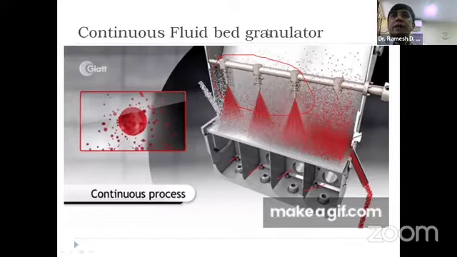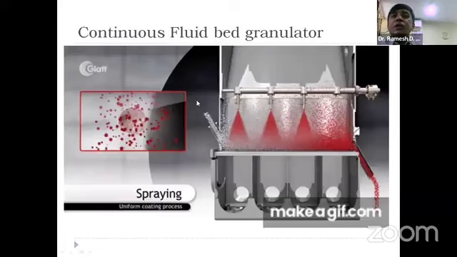The mass is continuously entering from the inlet and it is continuously discharged from the outlet. So that is the continuous fluidized bed granulator, and it is the need of today because industries are switching towards continuous manufacturing. Now, moving to the tablet press.